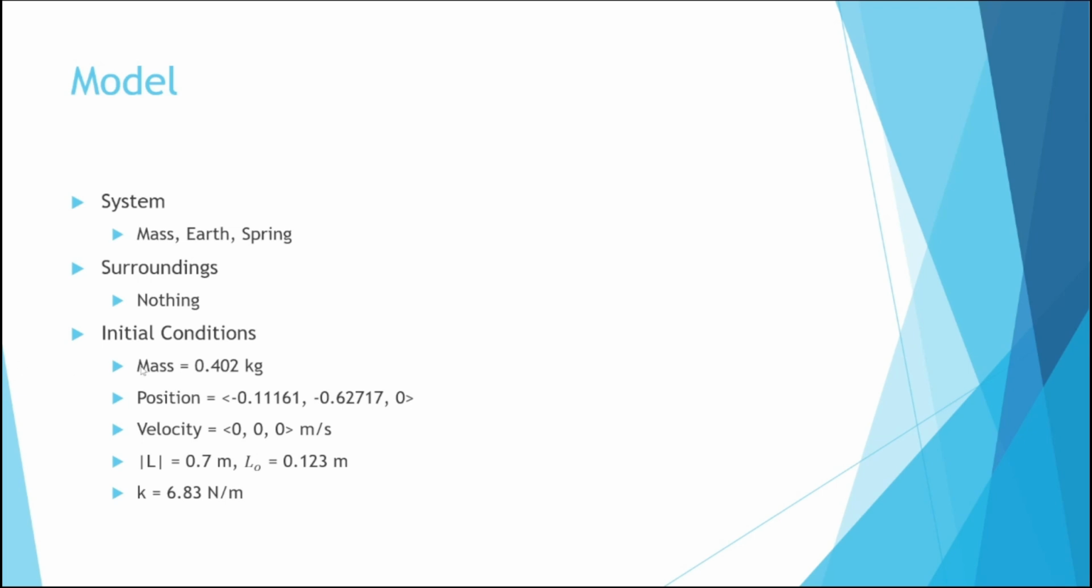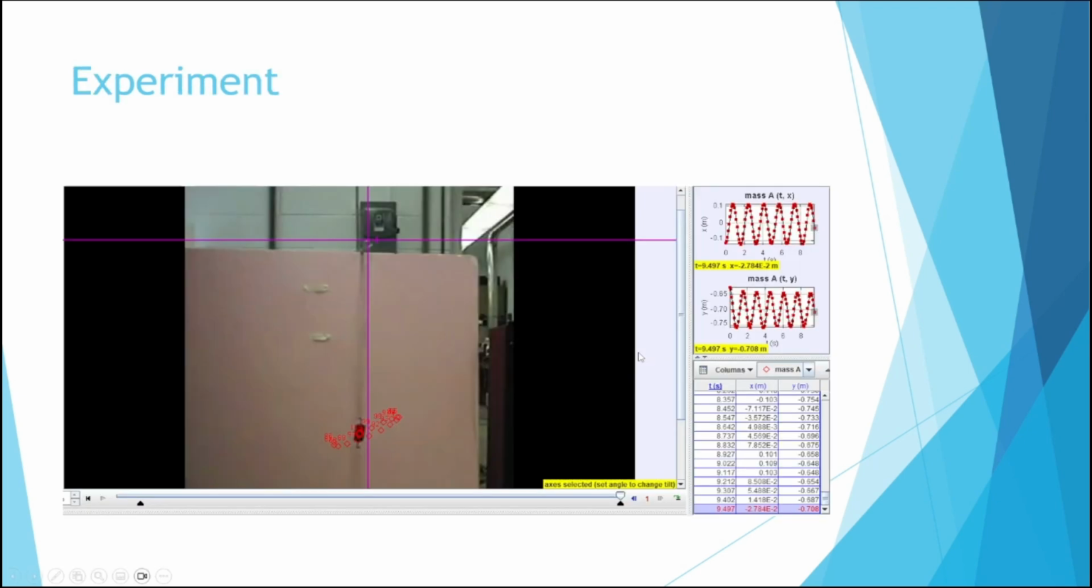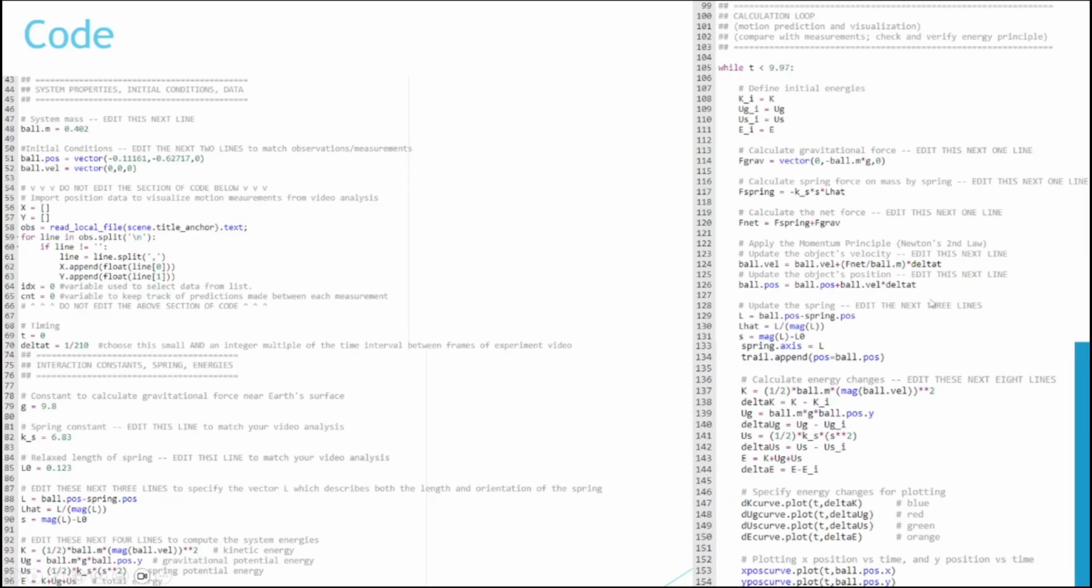And then our initial conditions were the mass, which was 0.402 kilograms, the position was this in meters, the velocity was zero, the length of the spring at rest was 0.7 meters, and the initial length of the spring was 0.123 meters, while the spring constant was 6.83 Newtons per meter. In the experiment, the spring was attached to a fixed point up here, and it was dropped from somewhere to the side and elevated and left to oscillate over time, and the position was tracked throughout time.